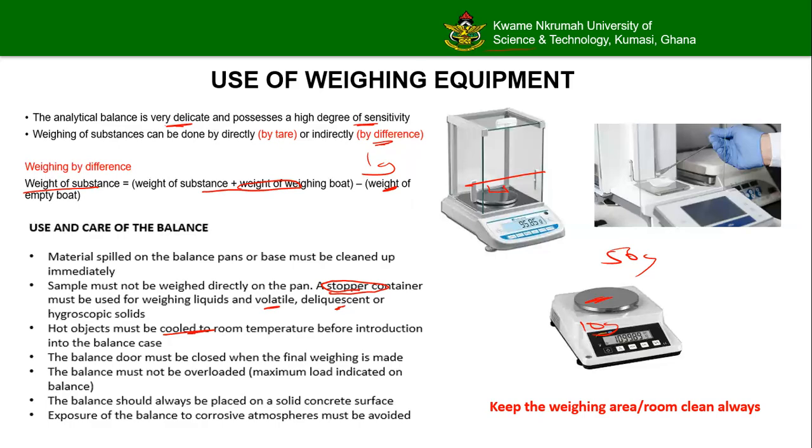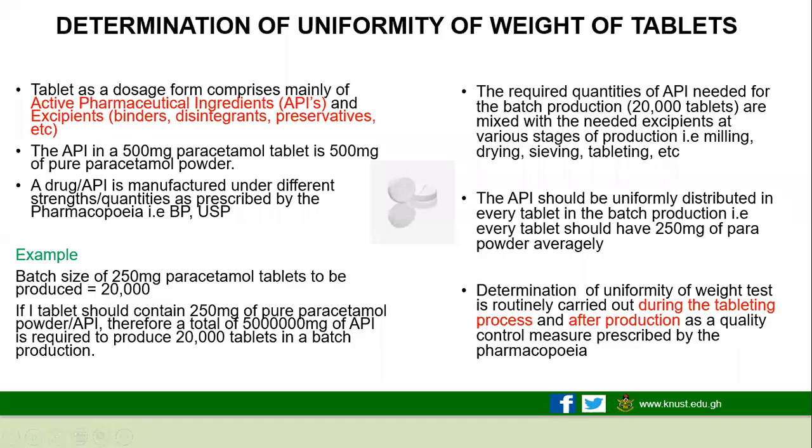But next one, determination of the uniformity of weight of tablets. Now, by the name here, we want to see whether the tablets are uniform. Uniform means they are the same, right? Now, how do we do the tablets?